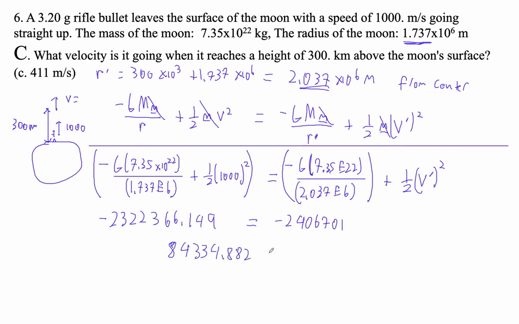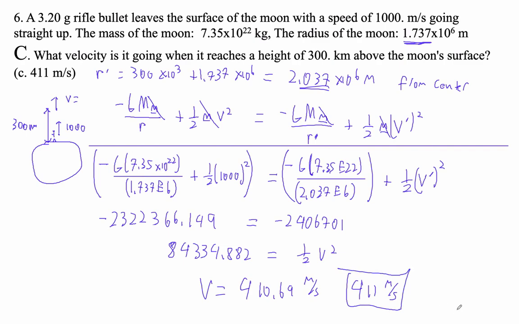And I've got 84334.882 is 1/2 v squared. So now I'm going to multiply that by 2 and take the square root. So v is 410.69 meters per second, so about 411 meters per second. All right, woohoo!